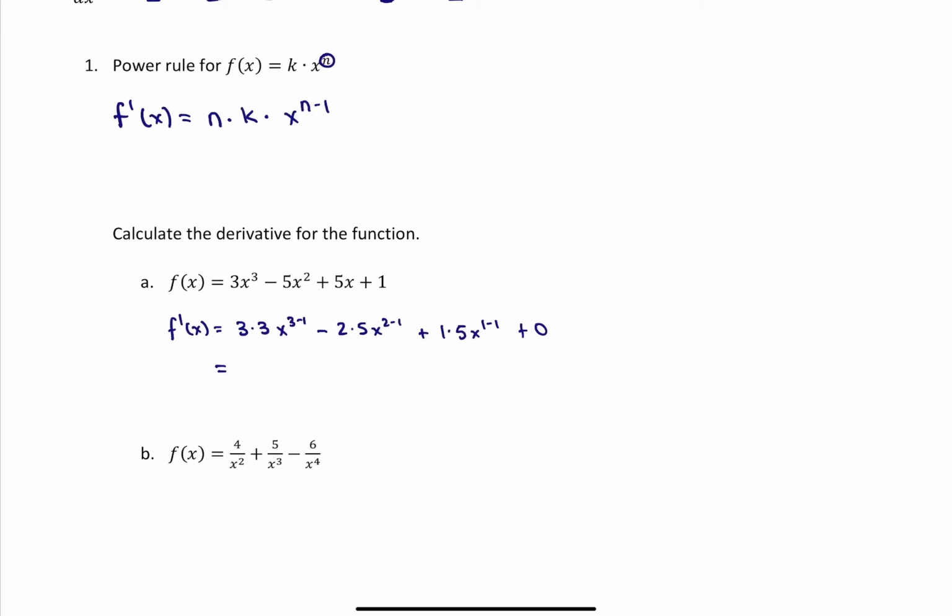Now obviously we took too many steps here. We all know 3 times 3 is 9. 3 minus 1 is 2. Negative 2 times 5 is negative 10. 2 minus 1 is 1. 1 times 5 is 5. So just plus 5x to the 0.